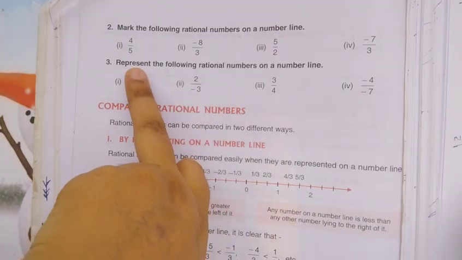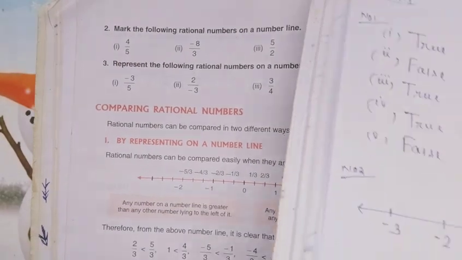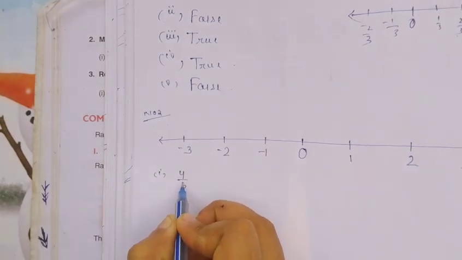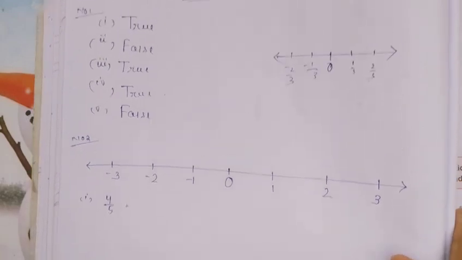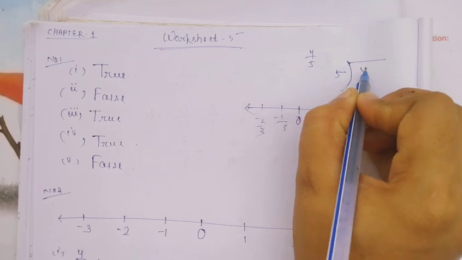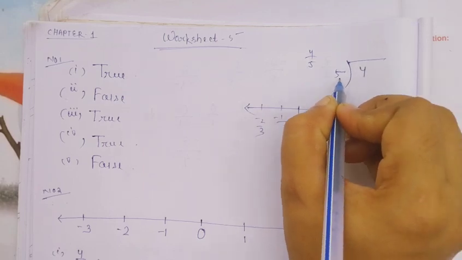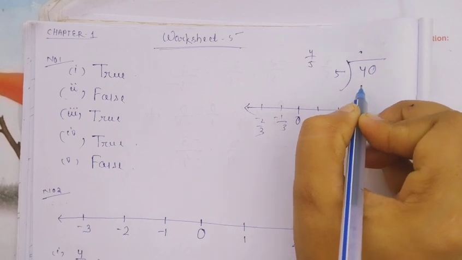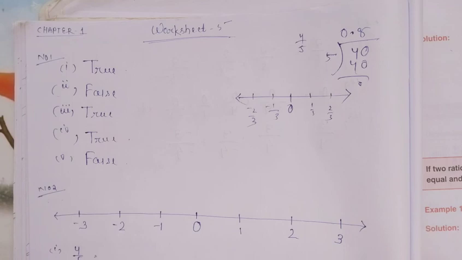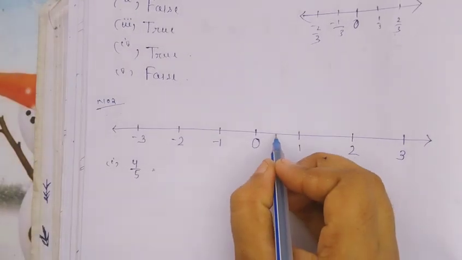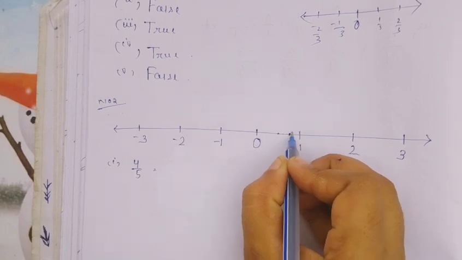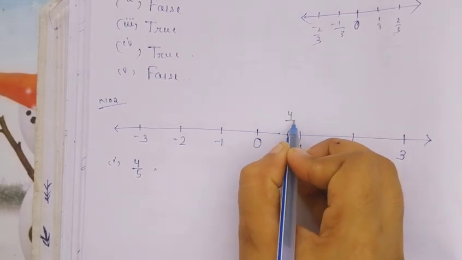Now we solve the first point, 4 by 5. First, we convert 4 by 5 to a decimal number. First, we divide. 4 is smaller than 5, so you put a decimal. Then you put 10, 5 times 8 is 40. So 0.8. This is 0.5, then 0.6, 0.7, 0.8. This is 0.8. So we write 4 by 5.